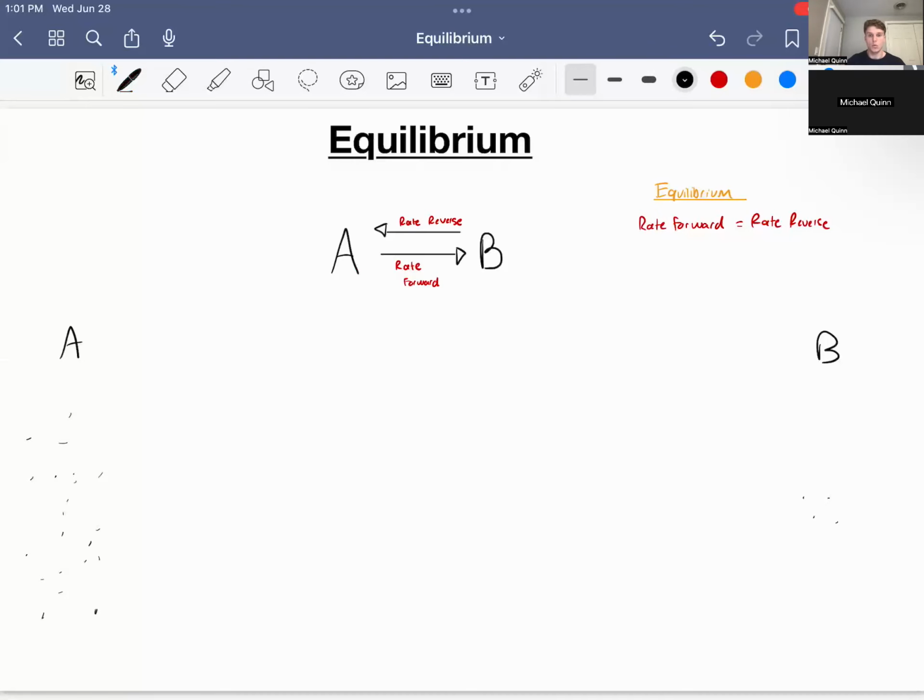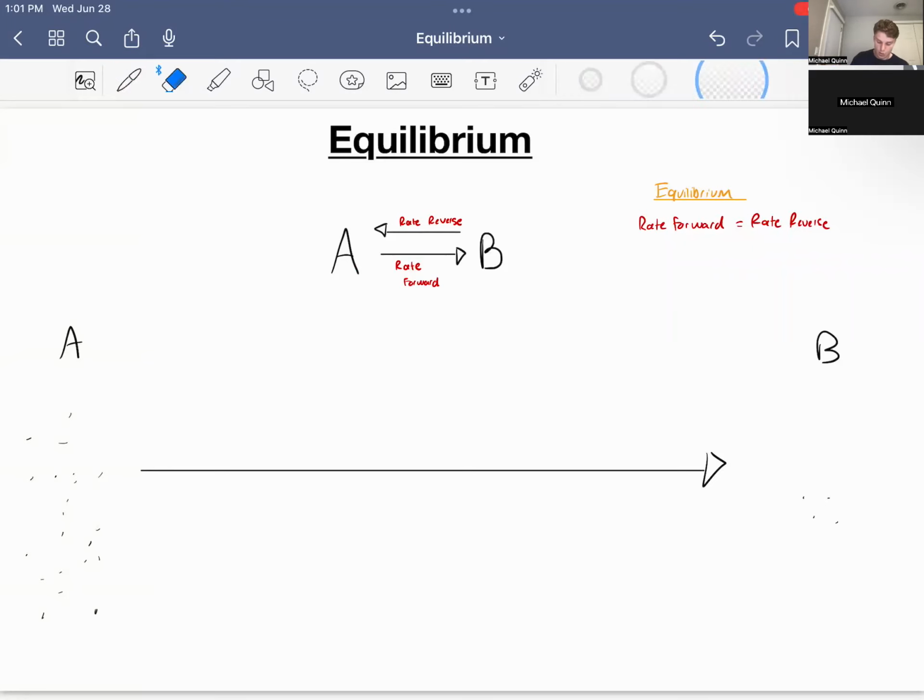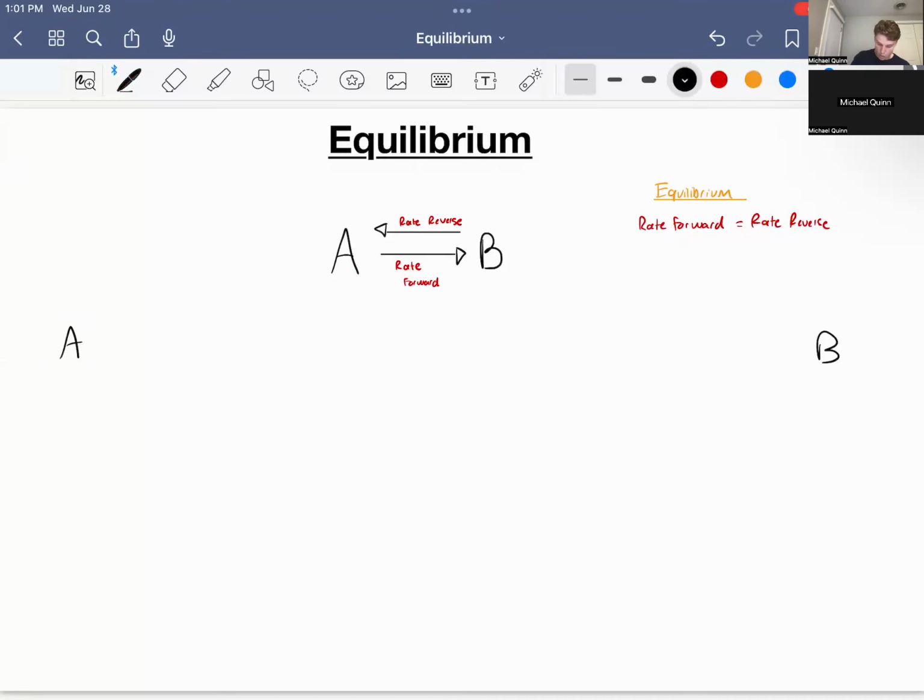Now, what we can say is that we can run this reaction. Maybe a lot of A will start proceeding to B, meaning a lot of people will start running over to the B side of the field. So what we can say is that maybe over a given amount of time, we're left with only a couple people on side A, and we're left with a bunch of people on side B.